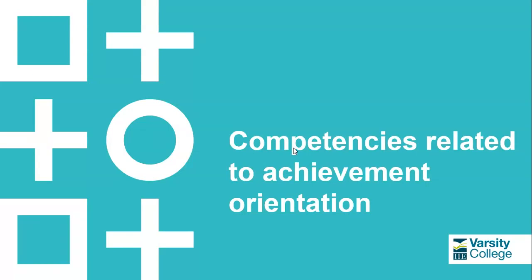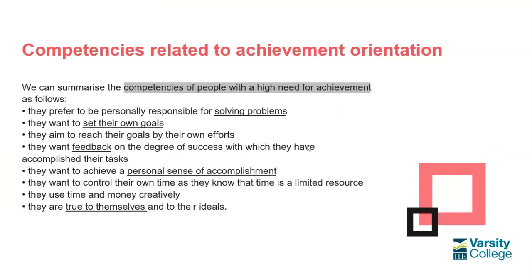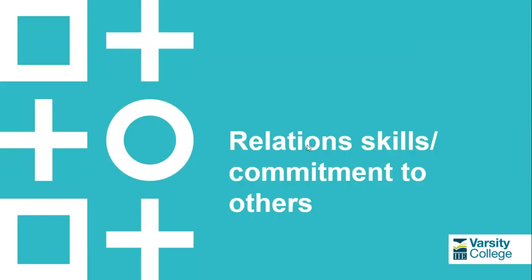So the competencies related to achievement orientation. Achievement orientation refers to a person's need to do things better, faster, and more efficiently. And then we can summarize the competencies of people with high need for achievement as follows. Those are people that like to solve problems. They set their own goals. They love feedback. They have a personal sense of accomplishment. They like to control their own time, and they are true to themselves.